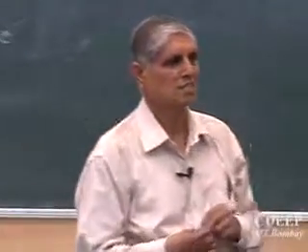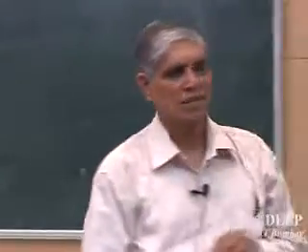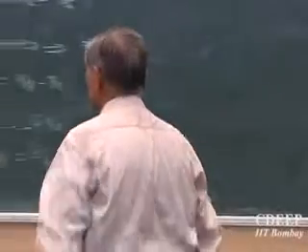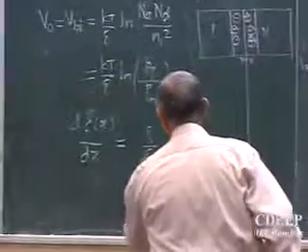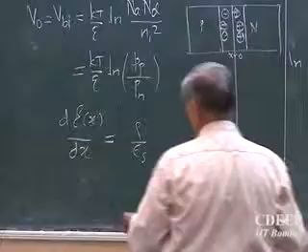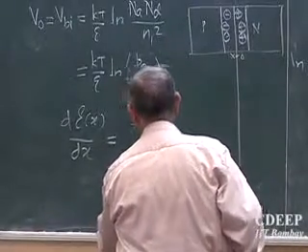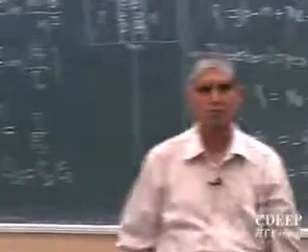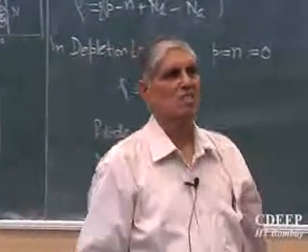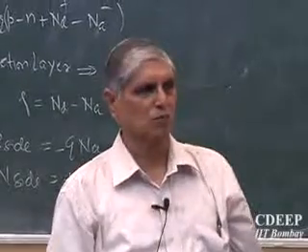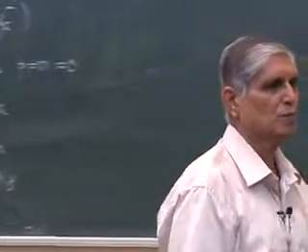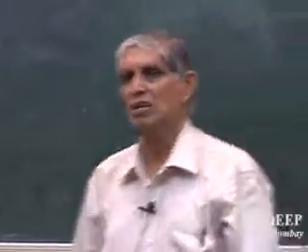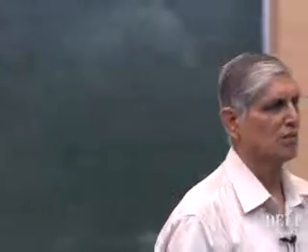Where rho is the charge density, and epsilon we should write as epsilon S, which is the dielectric permittivity of silicon in our case. It can be written as the dielectric constant times the free space permittivity. So epsilon S is Ks times epsilon 0, where epsilon 0 is the free space permittivity, which is 8.85 times 10 to the power minus 14 farad per centimeter.